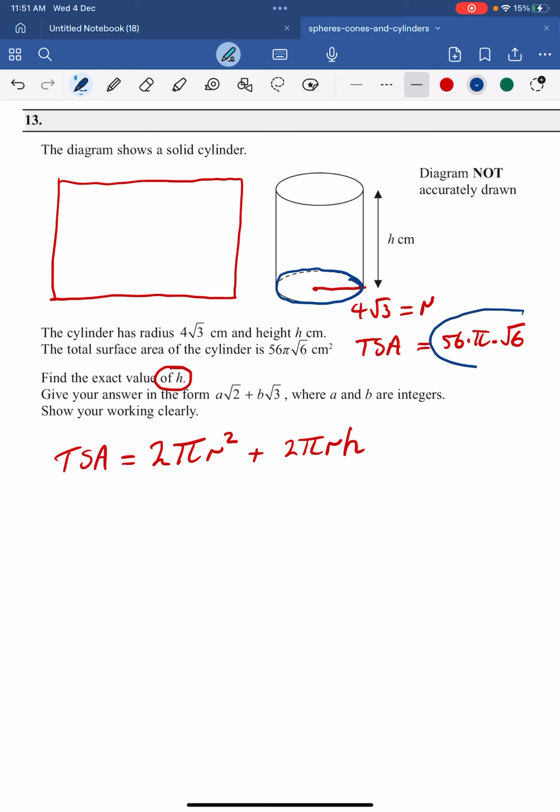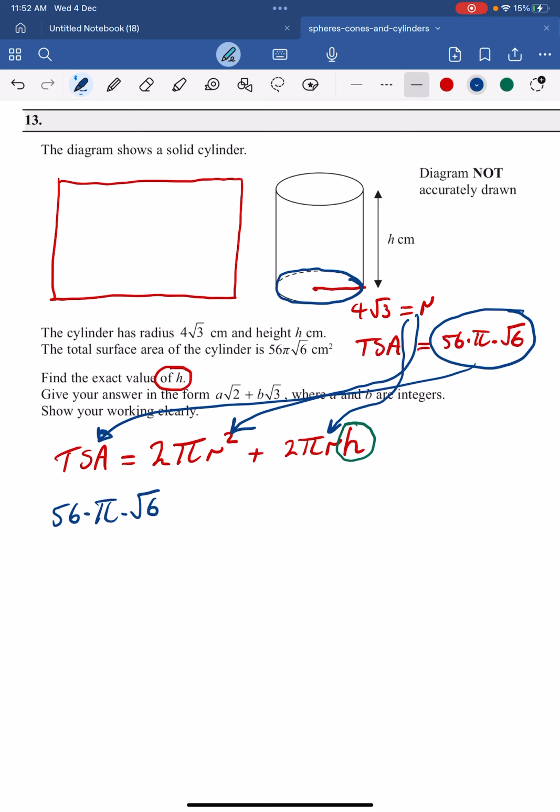Okay, let's go ahead and substitute some numbers in. So the total surface area is here, so that gets substituted in. We've got an r value to go in here, and the r value will go in here as well. And then the only unknown is h. It's going to be quite a tricky calculation. 56 times pi times √6 is equal to 2 times pi times the radius squared. The radius is 4 times √3, plus 2 times pi times r times h.